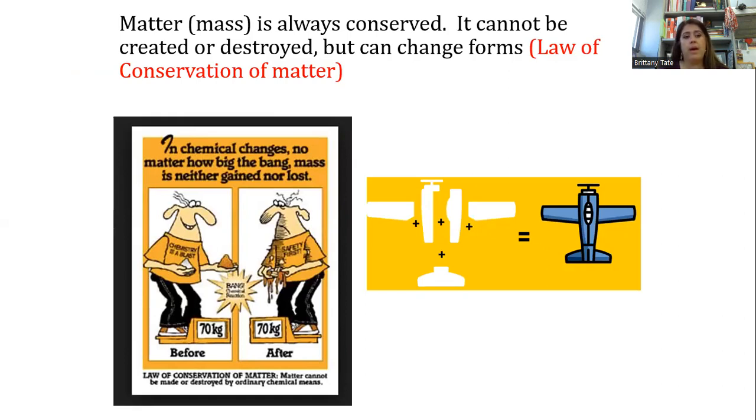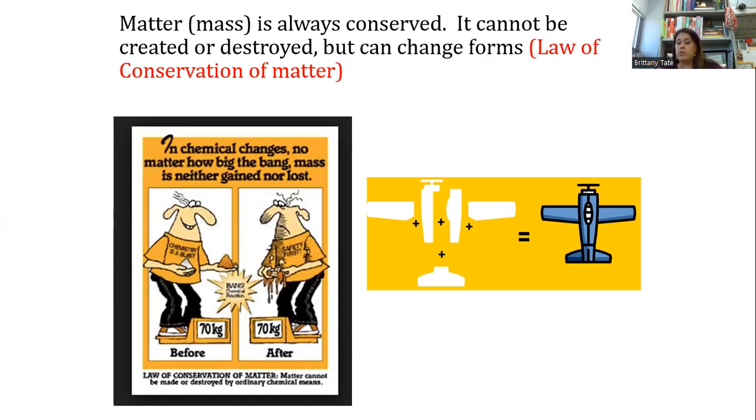So the law of conservation of matter and mass states that matter and mass cannot be destroyed or created, but it can simply change forms. So think about when we did the lab with the Alka-Seltzer in the bag and how we measured before and after the reaction and it had the same amount. Or this is a good image up here. You have parts of a plane, you put the parts of the plane together to make the plane. That's the same amount that was there before as after.